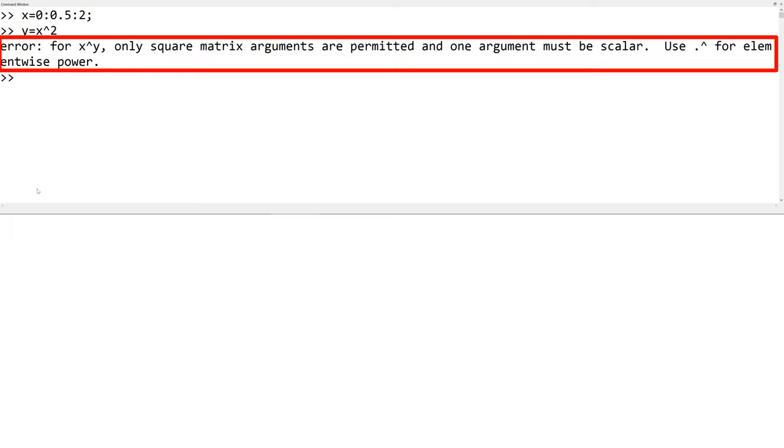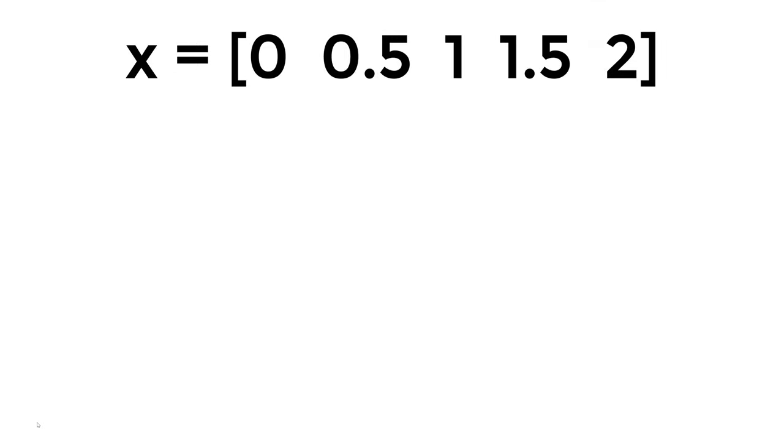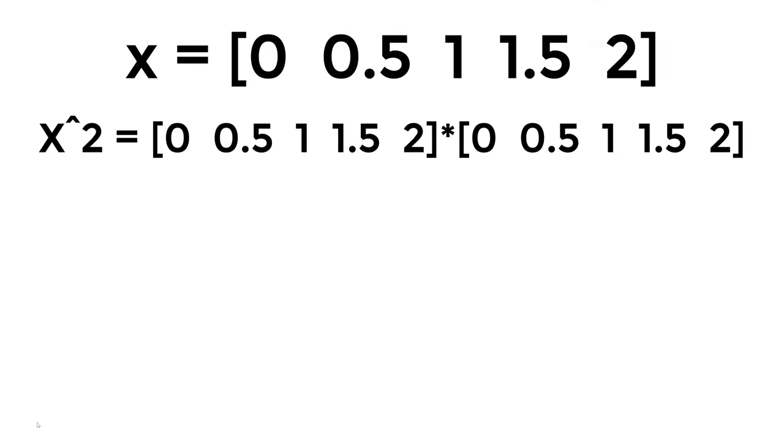This generates the error message. The reason why we have such an error message is that x squared is considered as a matrix multiplication between two vector x's. To enable the matrix multiplication, the column size of the first matrix must agree with the row size of the second matrix. And in this case, it does not agree.